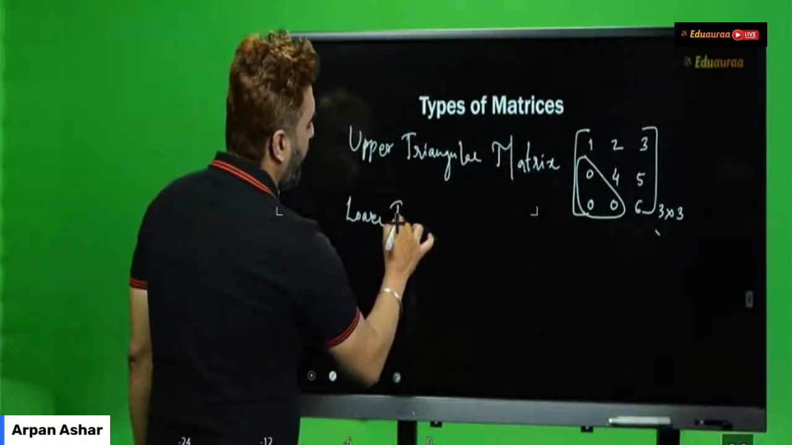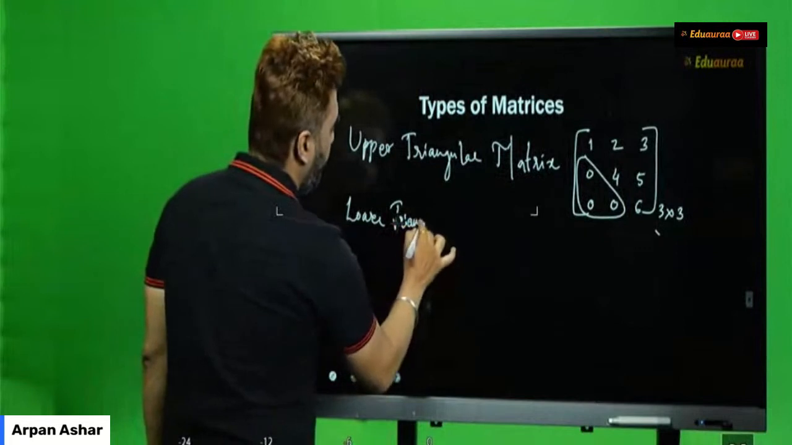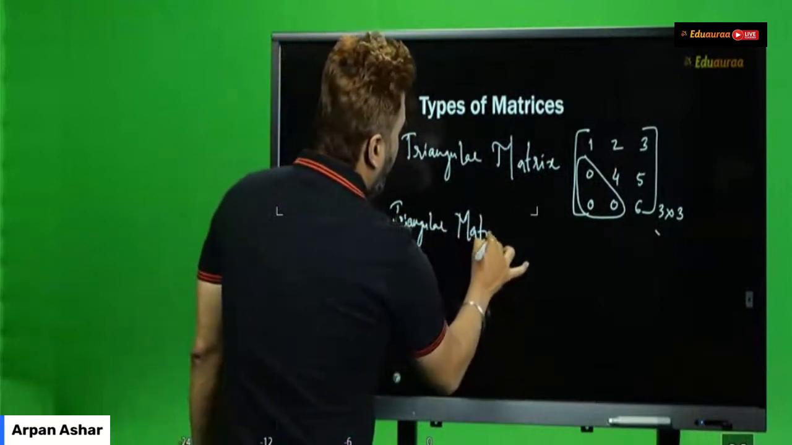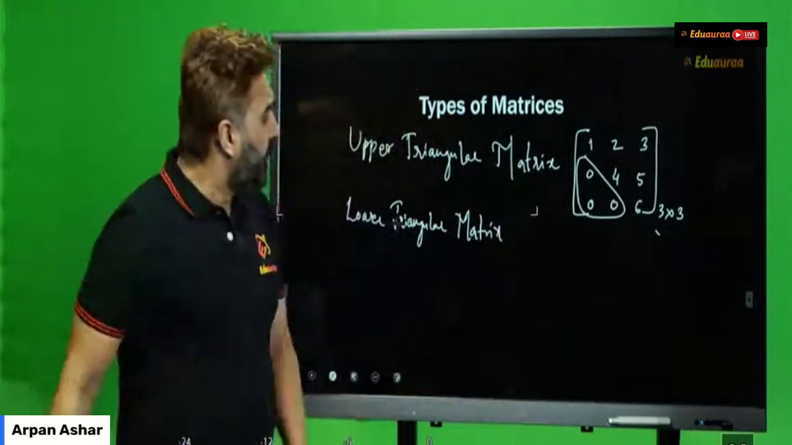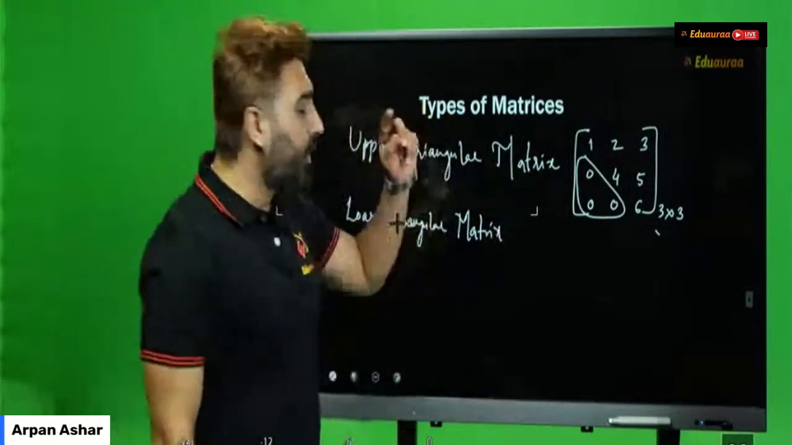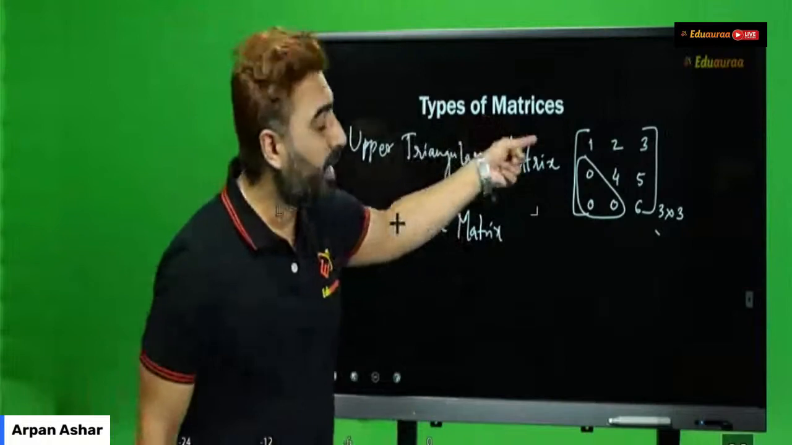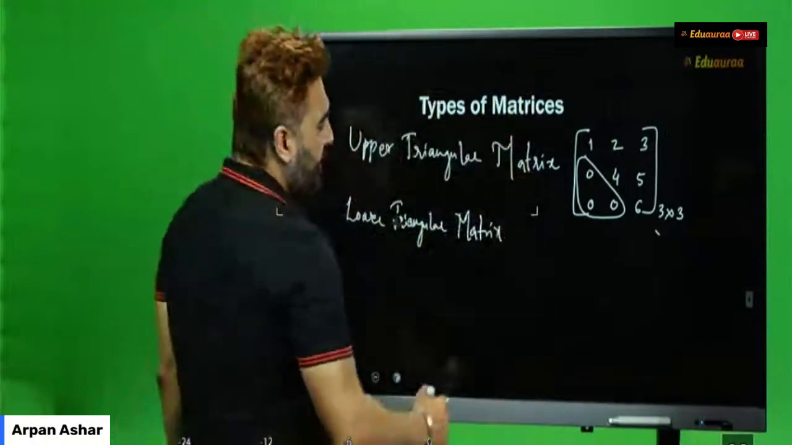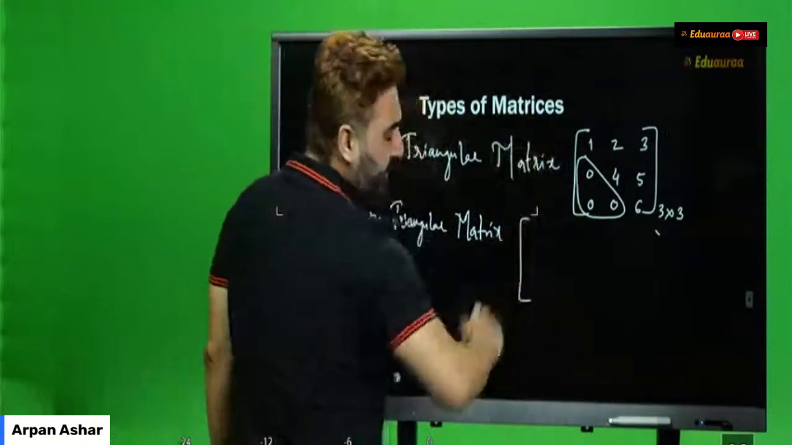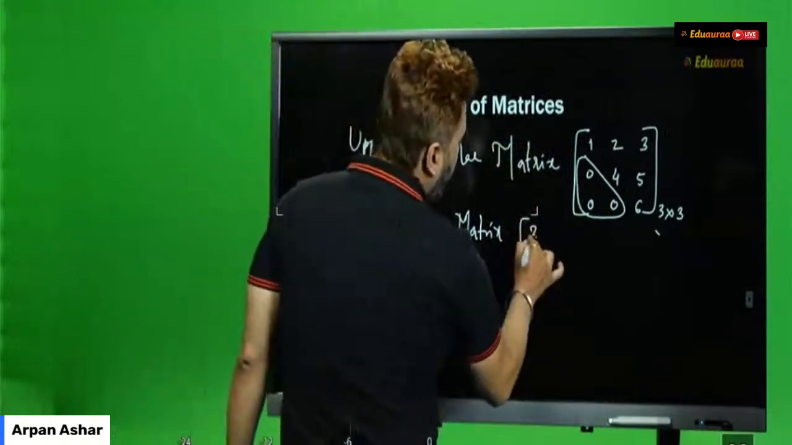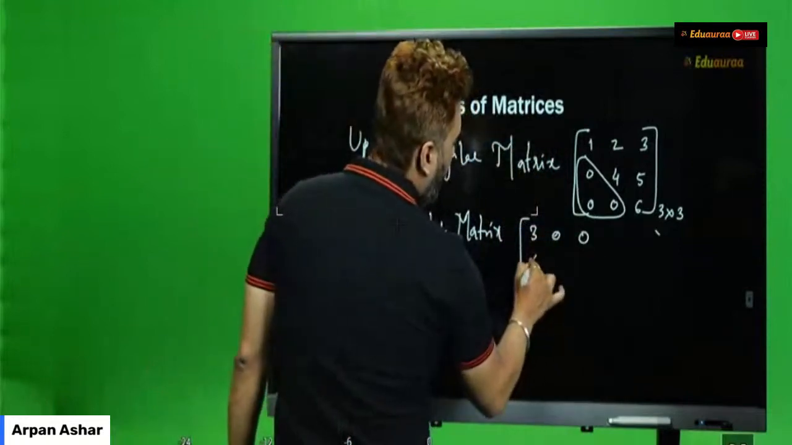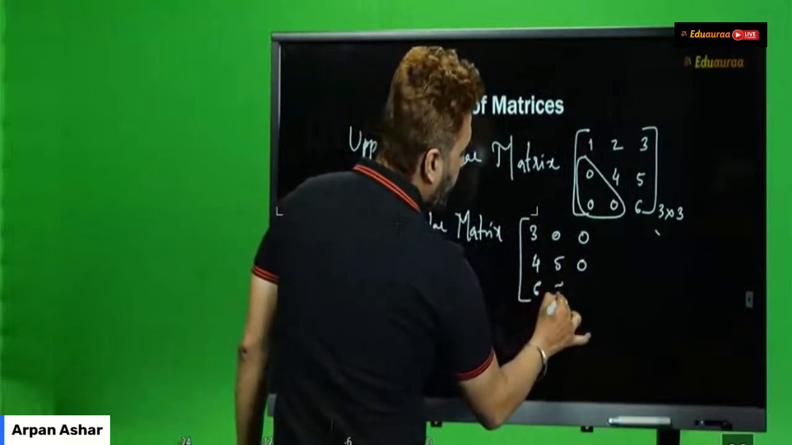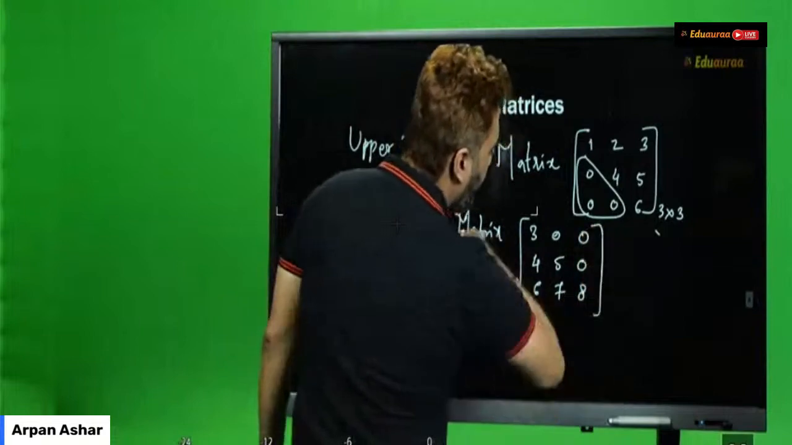Lower triangular matrix. So बच्चों, what will be lower triangular matrix? अगर upper triangular matrix ये है तो lower triangular क्या होगा? उसका opposite. So let's take an example. Let's say we write 3 0 0 4 5 0 6 7 8.